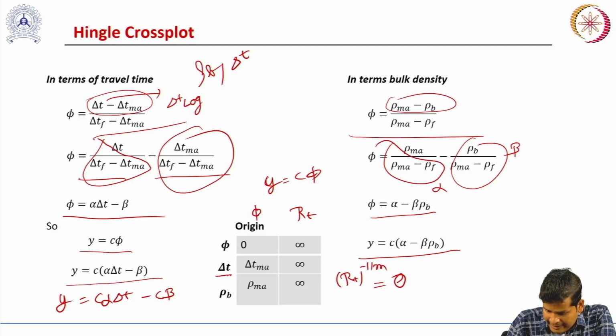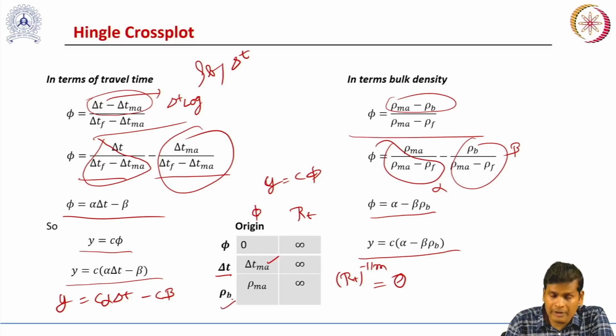When I have delta t as coordinate on the x-axis, in that case the porosity should be equal to 0 when the log travel time should be equal to what? Our matrix travel time. So the origin should be delta t ma.